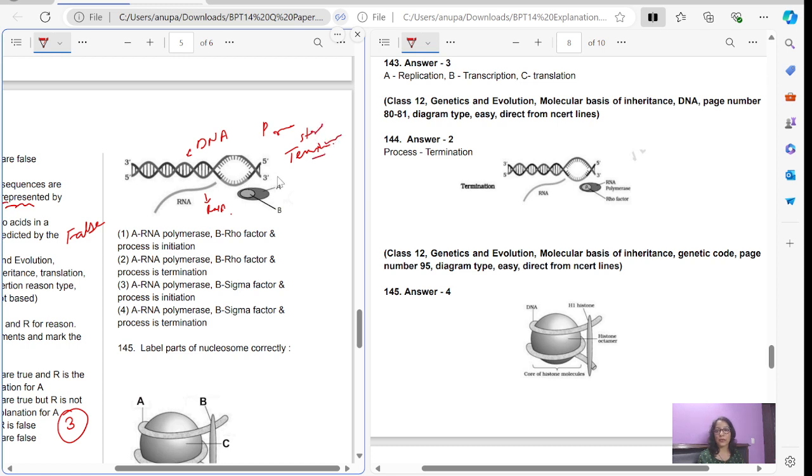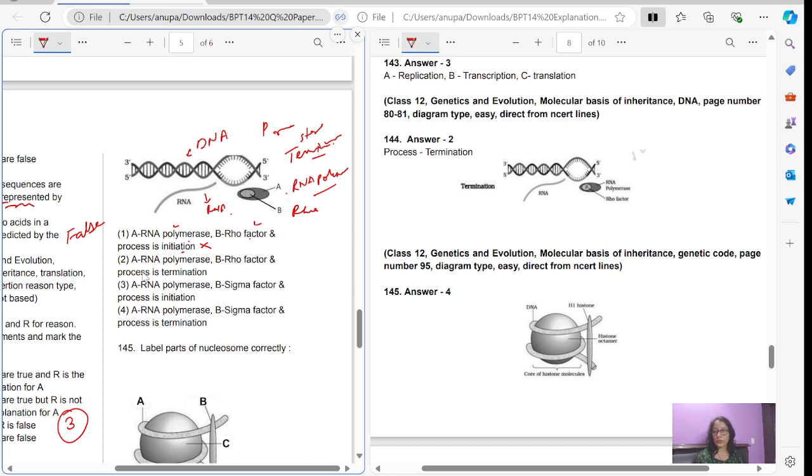So we can say that the process is transcription and the stage is termination. In the termination process, rho factor acts and RNA polymerase takes part. So this will be RNA polymerase. The process will be termination. So let's see the options. In the first option, A is RNA polymerase. Yes, this is right. B is rho factor. Yes, this is right. But the process is initiation. So this is not an initiation process. This is a termination process.